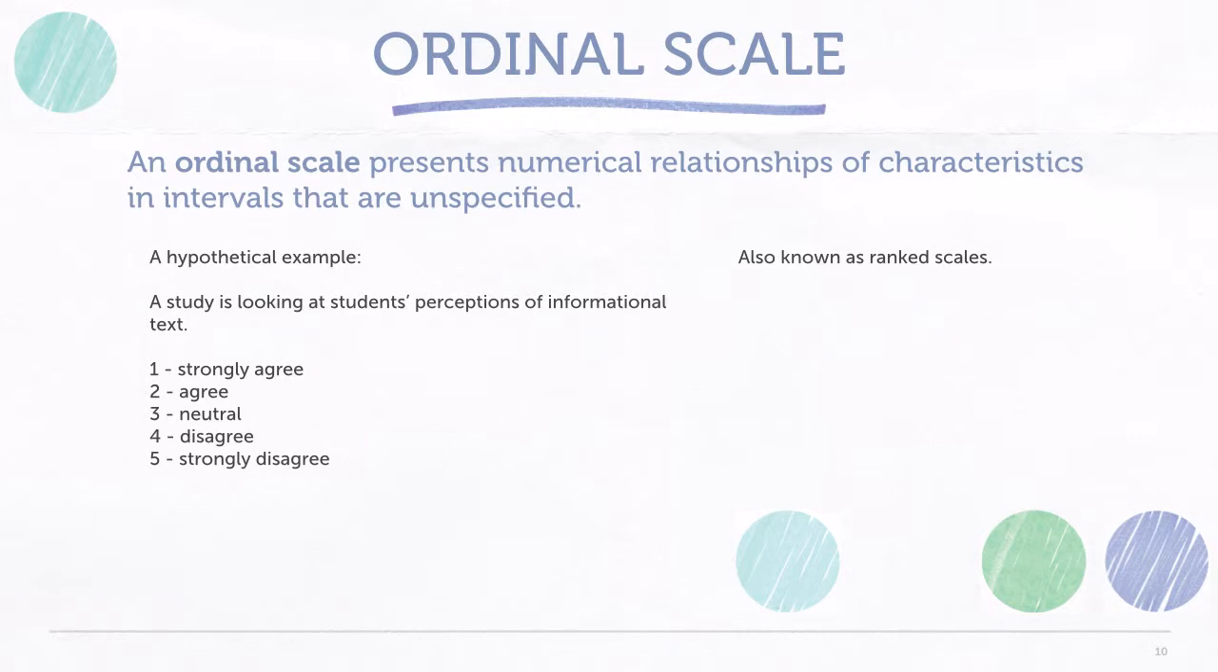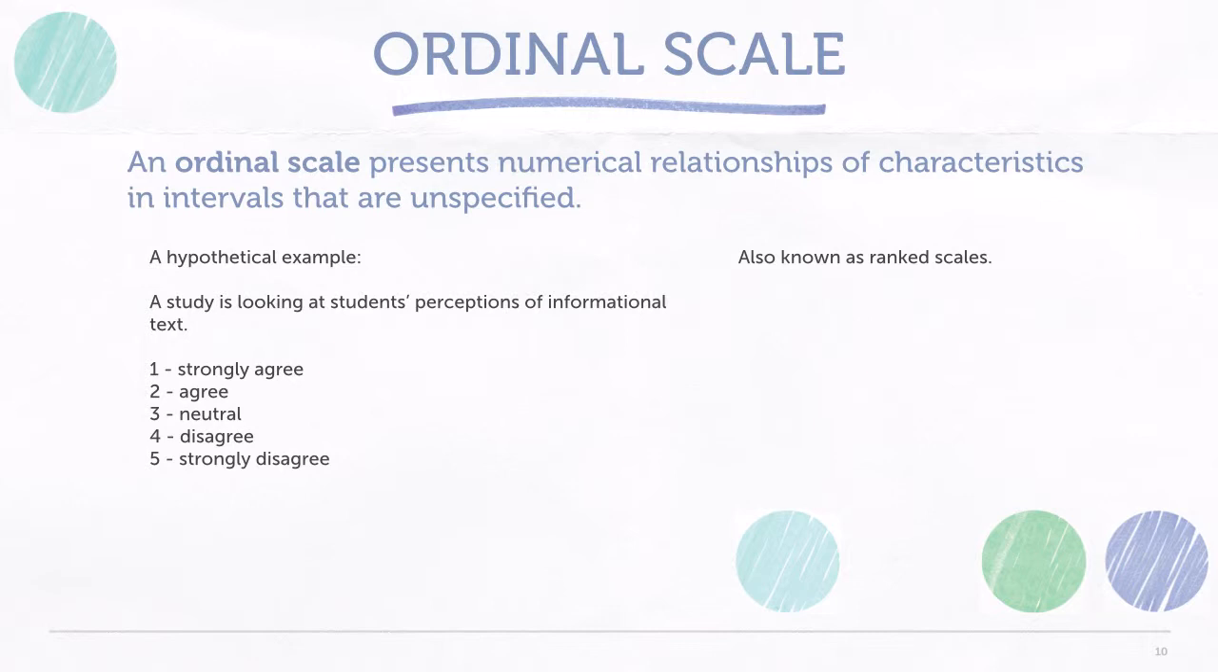So we often see these in perceptual studies, right? Studies looking at students' perceptions of informational text. You would be responding to a survey item that would say, I really like reading informational text in my free time. 1, strongly agree, 2, agree, 3, neutral, 4, disagree, 5, strongly disagree.